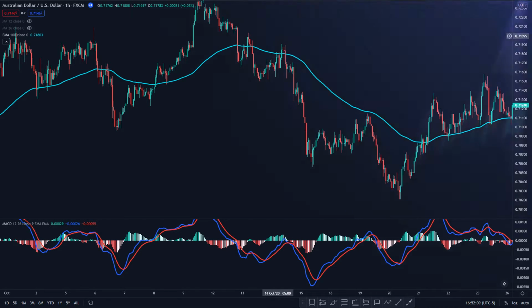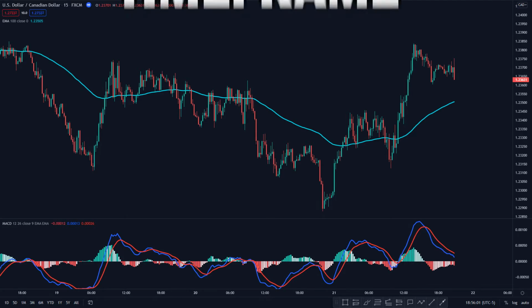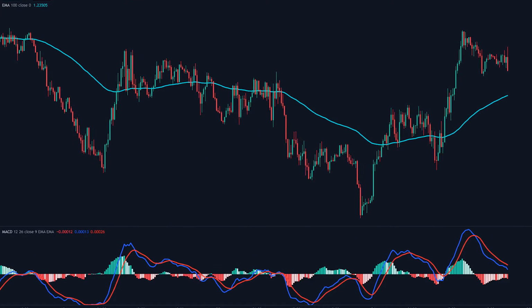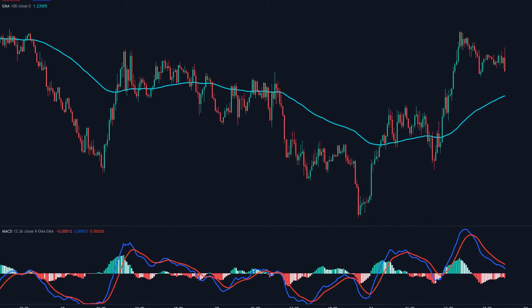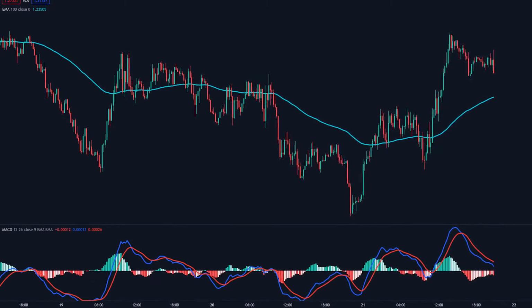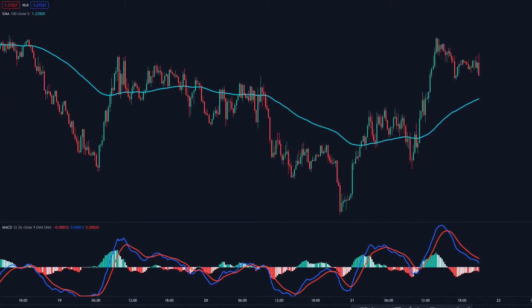Now, let us see a bullish signal and a bearish signal example of this strategy on the real market. This is the chart of USD CAD in the 15 minutes time frame. We can see that the MACD indicator and the 100 period EMA have been applied to the chart. Analyzing the chart from the left, we see that the market is trending lower and lower with the price action below the 100 EMA.